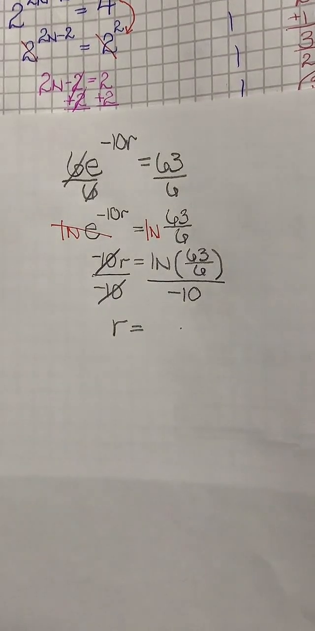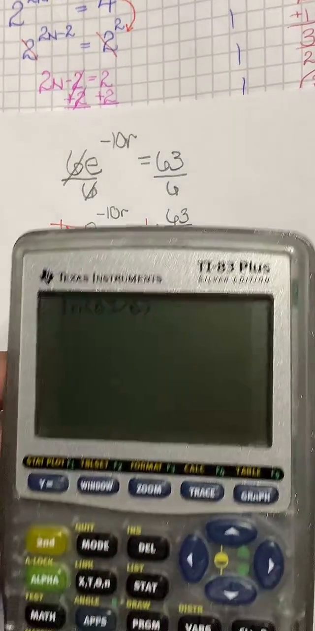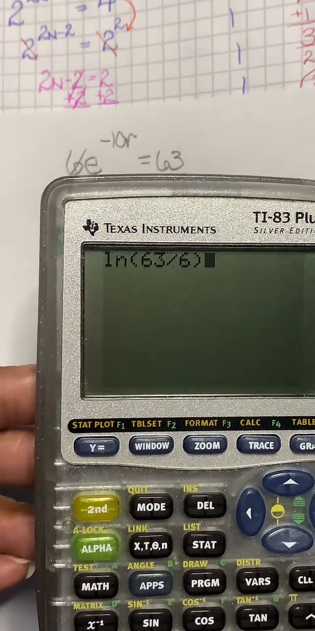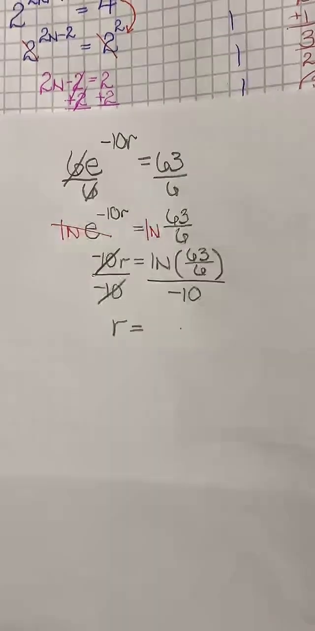And then this is when the handy dandy calculator comes in. So you got your natural log of 63 divided by 6. That's all going underneath the same parenthesis. Okay? So that's going all underneath the same parenthesis. Then divide by negative 10.